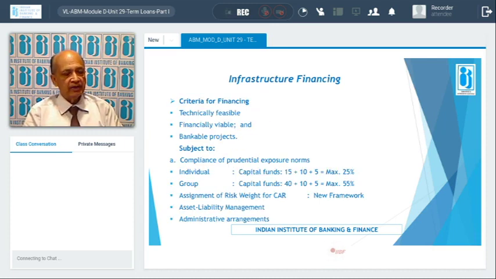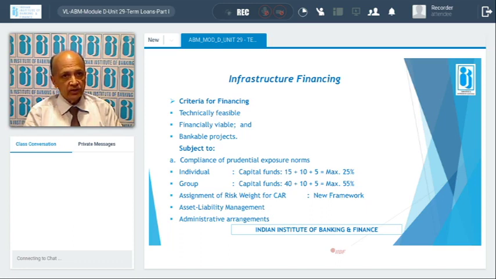Then there are certain criteria. Not anybody can finance; certain criteria have to be fulfilled for undertaking the financing of infrastructure. What are they? According to RBI, any infrastructure unit which is technically feasible, financially viable and a bankable project can be financed by lenders, that is banks. We are bankers. So any project which is technically feasible, financially viable and bankable can be financed if it complies with these three things.